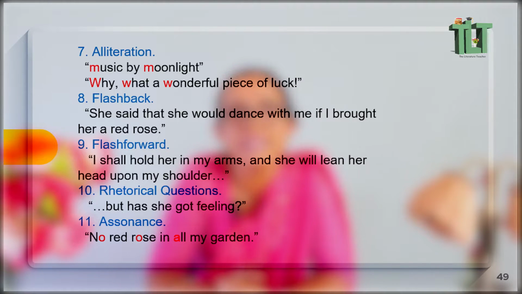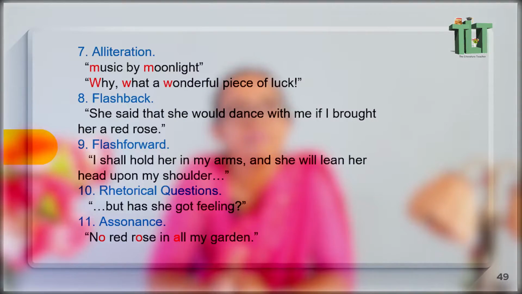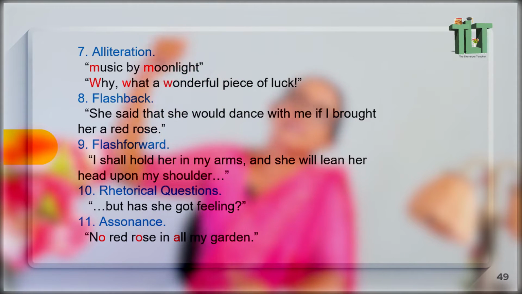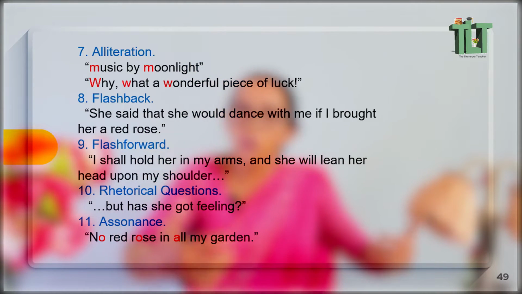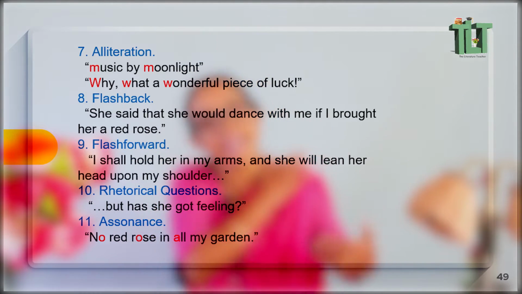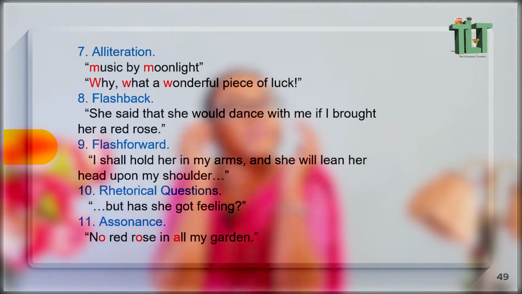Music by moonlight. Why, what a wonderful piece of luck. Flashback. She said that she would dance with me if I brought her a red rose. The story begins with this flashback. Flash forward. In the ballroom dance, she will dance with me like this. I shall hold her in my arms and she will lean her head upon my shoulder. So imagining something that is thought to happen in the future is what a flash forward is. He has gone into the future in his mind.